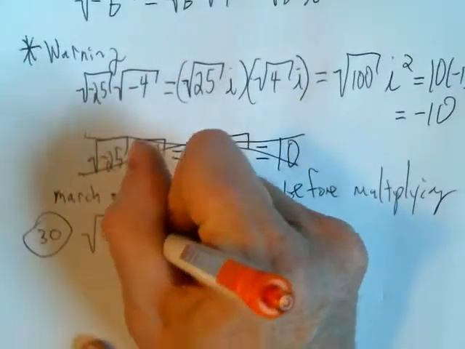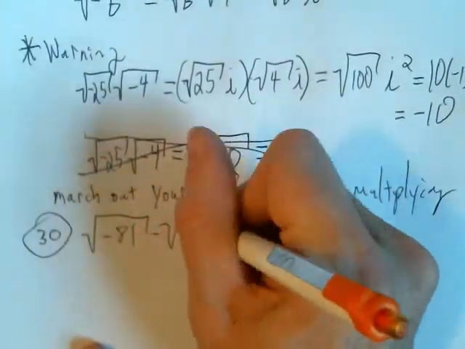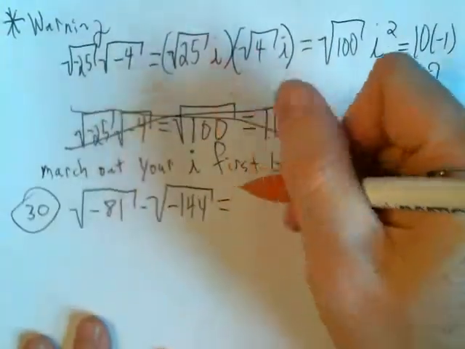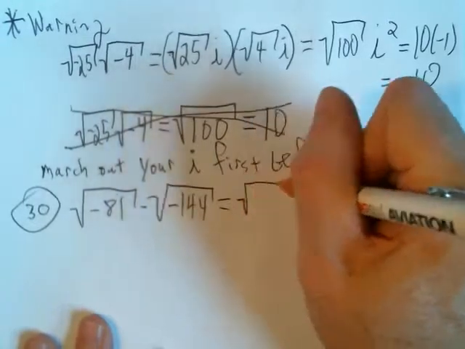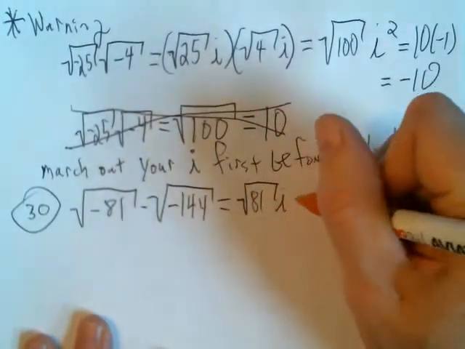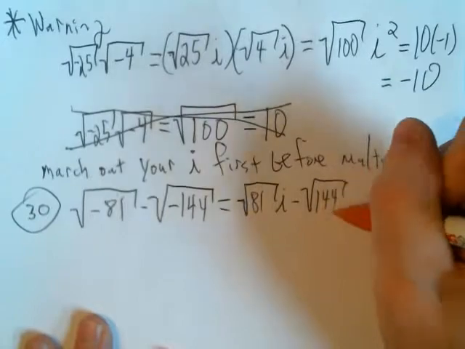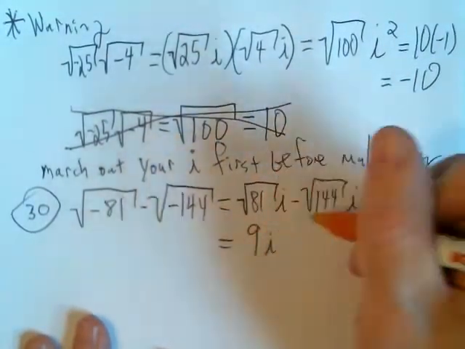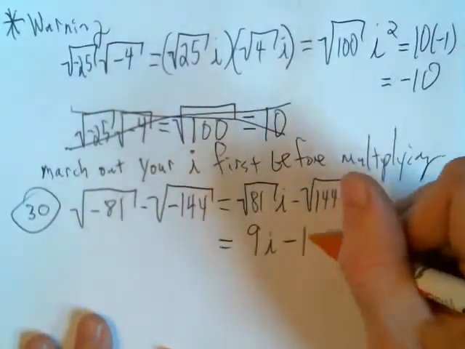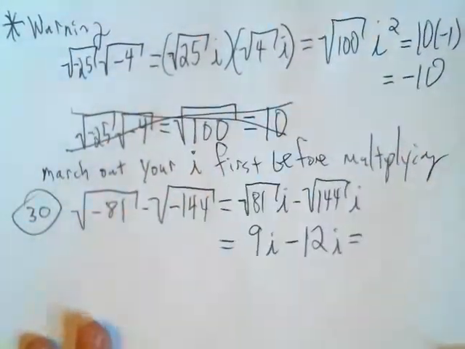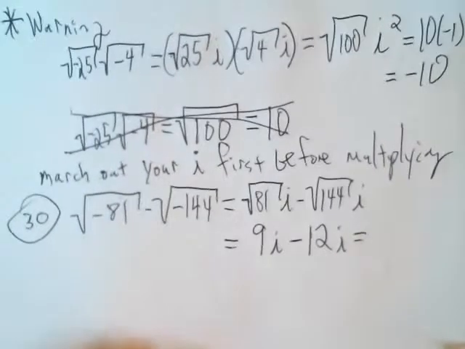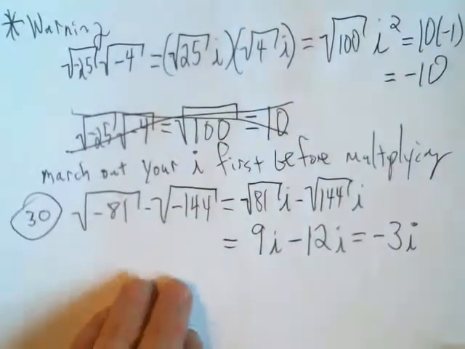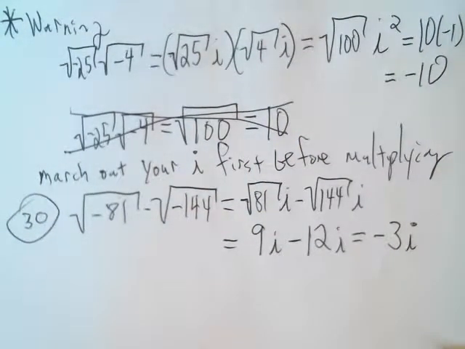So square root negative 81 minus square root negative 144. Okay, so square root negative 81, you want to march out the i, so you get square root 81i, and then minus square root 144i. Okay. Square root 81 is 9, so you've got 9i, minus square root 144 is 12i. And then these guys are like terms, so you can add them together. 9 minus 12 is negative 3-ish. So we get negative 3i, and that would be that. Let's look at a couple more.